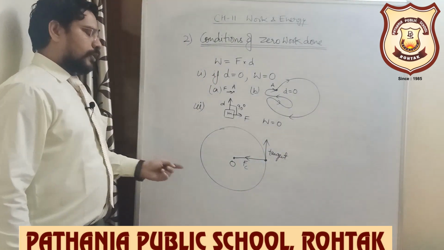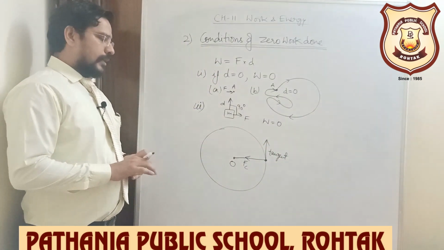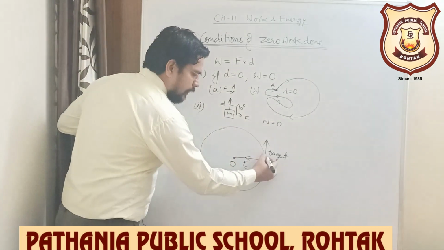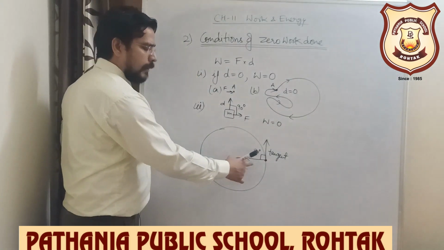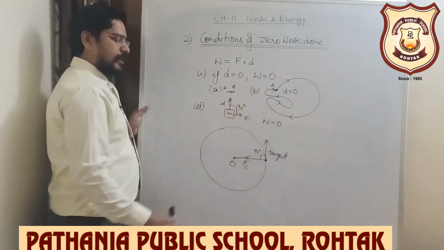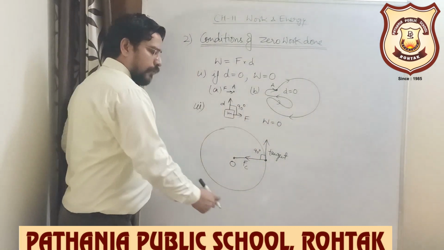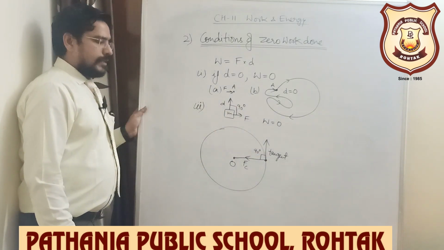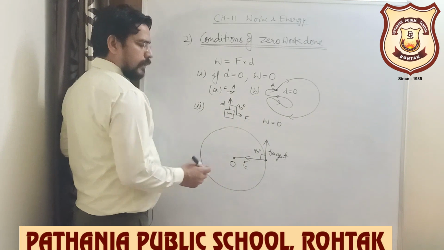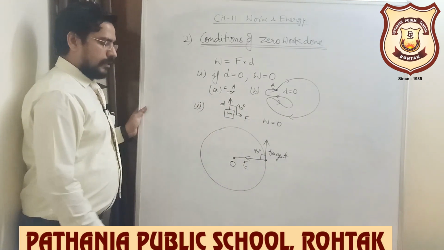So direction of the motion is always along the tangent of the circle, and there is an angle of 90 degree which is always there between applied force and the direction in which object is moving. So when an object is moving in circular motion, then also work done by an object is 0, or work done by external agent on that object is 0.